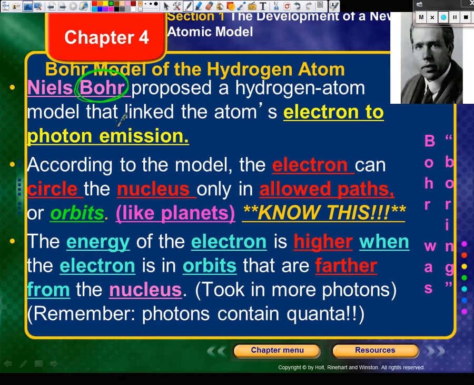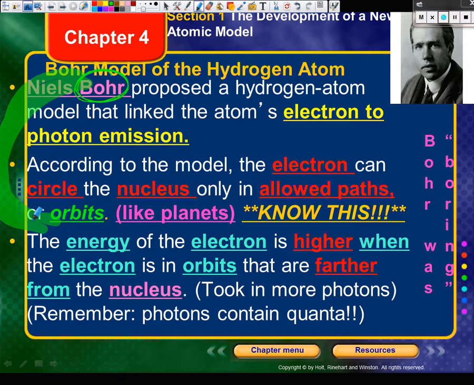According to the model, the electron can circle the nucleus only in allowed paths called orbits. So the thing you need to connect is that Bohr said they traveled in a what path? What do we know of other things traveling in orbit patterns? Planets, okay? So what he said is they follow the same pattern, round and round and round they go all the time. But we know today that Bohr was wrong. But you do need to know what he established because it was important.